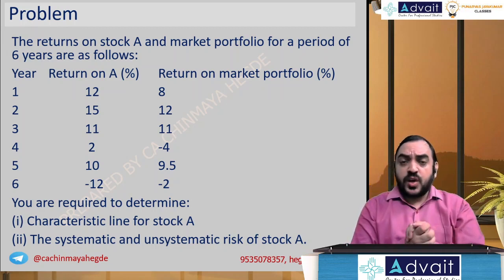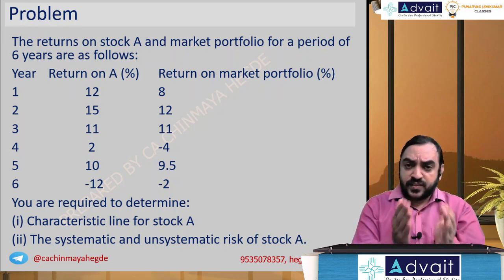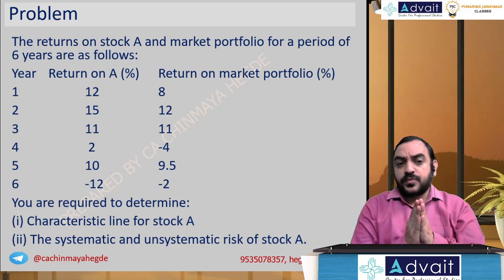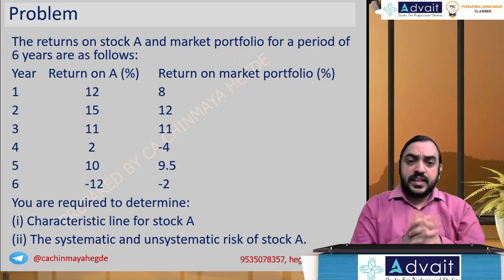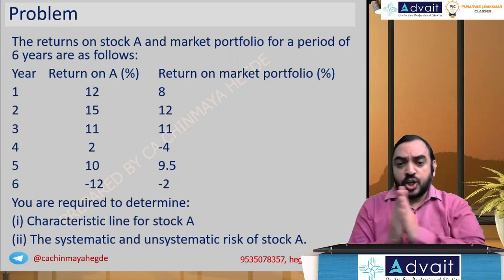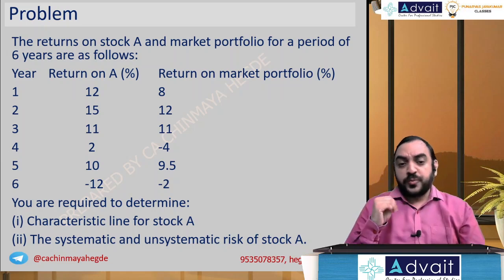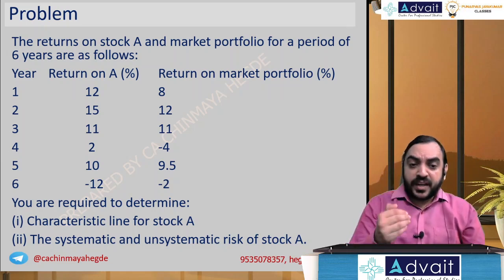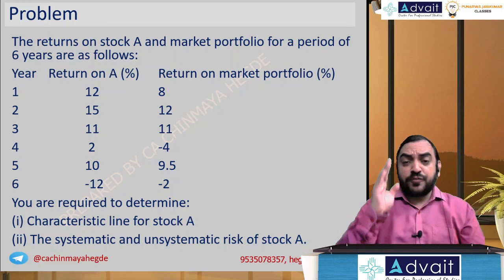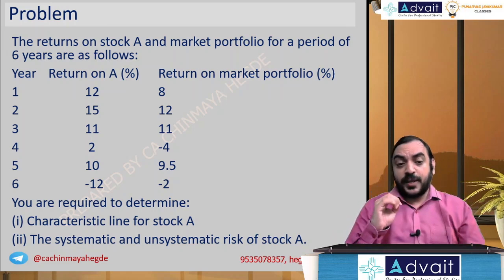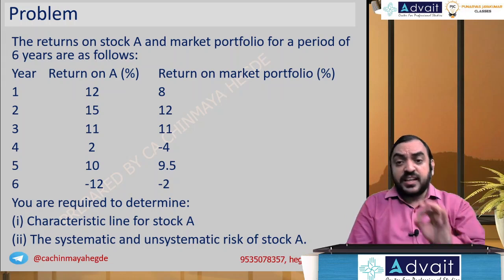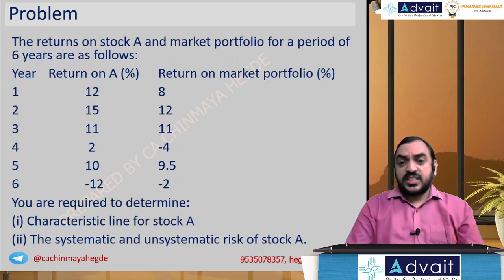Return of stock A and market portfolio for a period of 6 years are as follows. Year 1, 2, 3, 4, 5, 6. Return on A, return on market portfolio. You are required to determine the characteristic line for stock A, and the systematic and unsystematic risk of stock A. Definitely they've asked this type of problem many times, definitely important from the exam point of view.